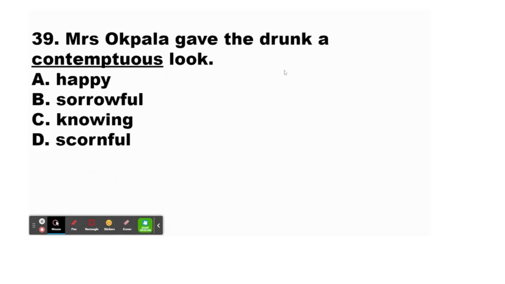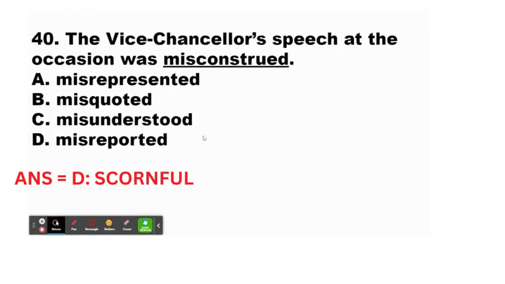Mrs. Okpala gave the drunk a contemptuous look. A, happy. B, sorrowful. C, knowing. D, scornful. The correct option is D, scornful. Now, a contemptuous look is a very disrespectful look. Somebody you have no regard for. You give the person that kind of look. Scornful or disdainful. Option D is correct. Or disdainful, I mean. Now, question number 40.